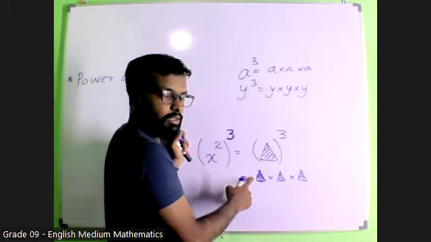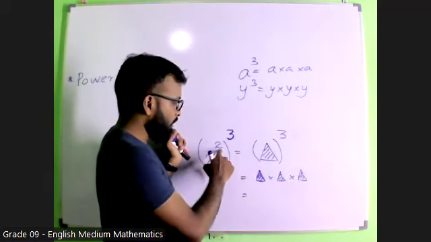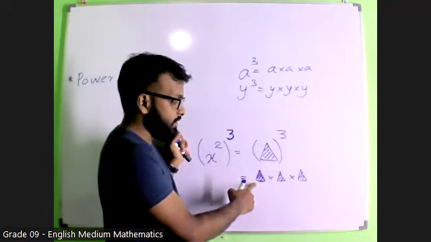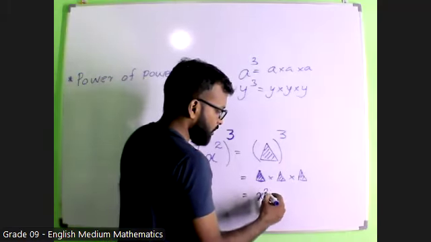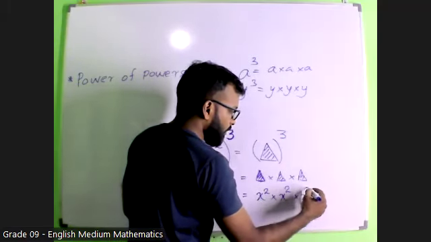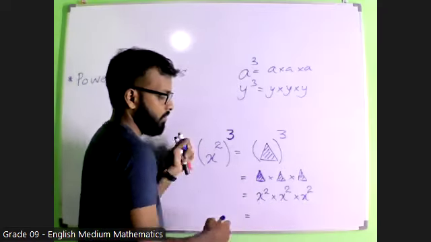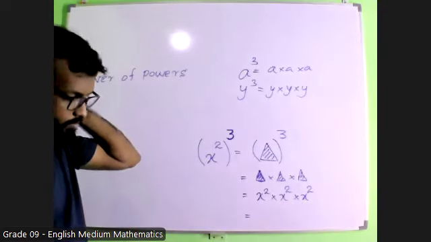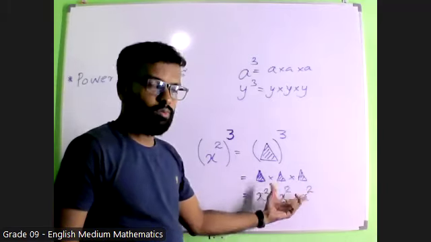And what is the meaning of this triangle? What is the value? X to the power 2 equals triangle. So instead of this triangle, you can substitute x to the power 2 here. X to the power 2 multiplied by x to the power 2 multiplied by x to the power 2. Now you know how to do this, right? Rule number 1.